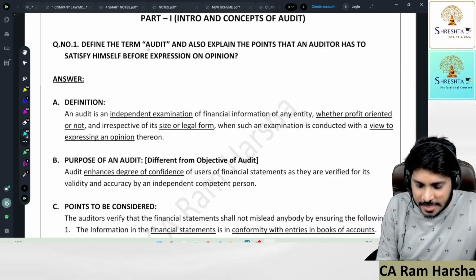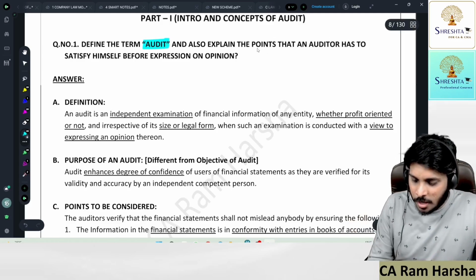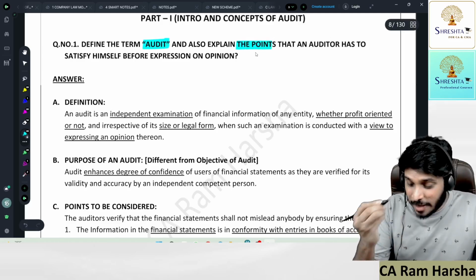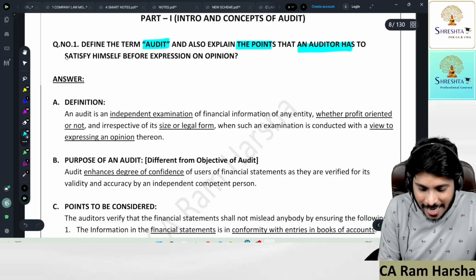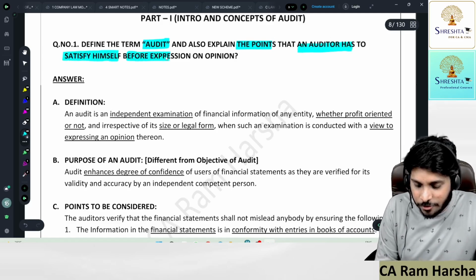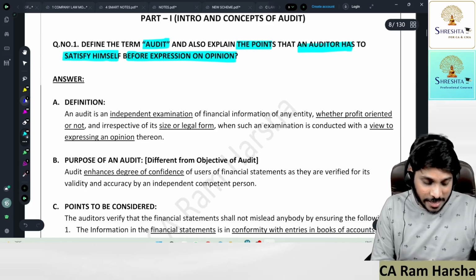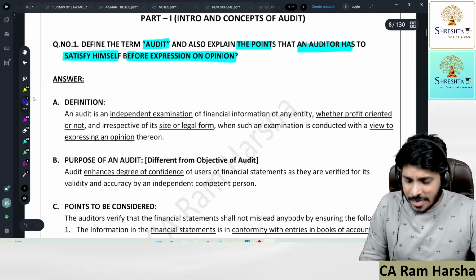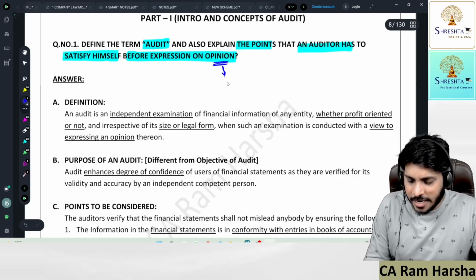So what are they asking? Define the term audit. And what are the points? Explain the points that an auditor has to satisfy himself before giving opinion. So they're again asking, before you give opinion, tell me first of all, opinions are of how many types?